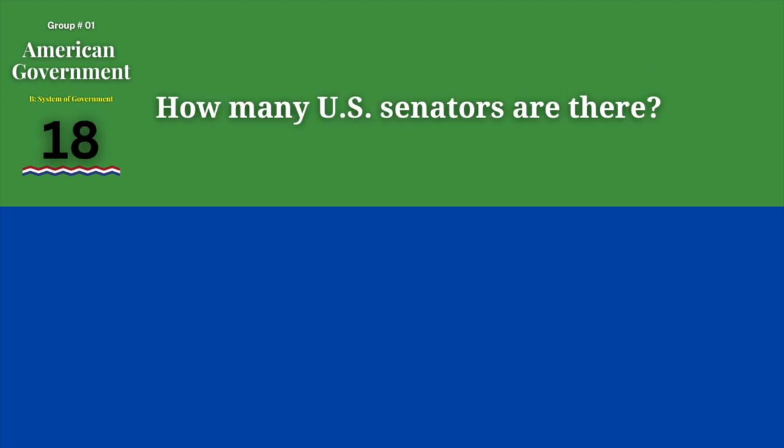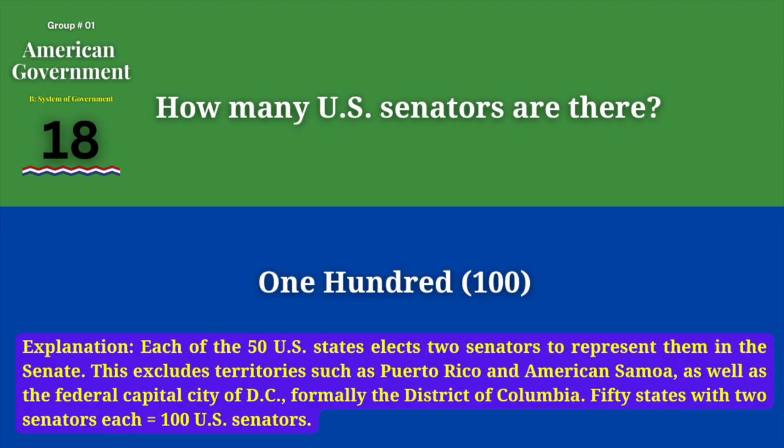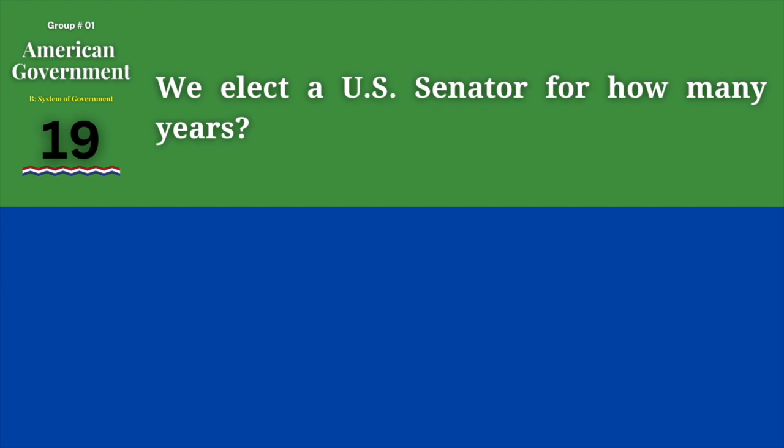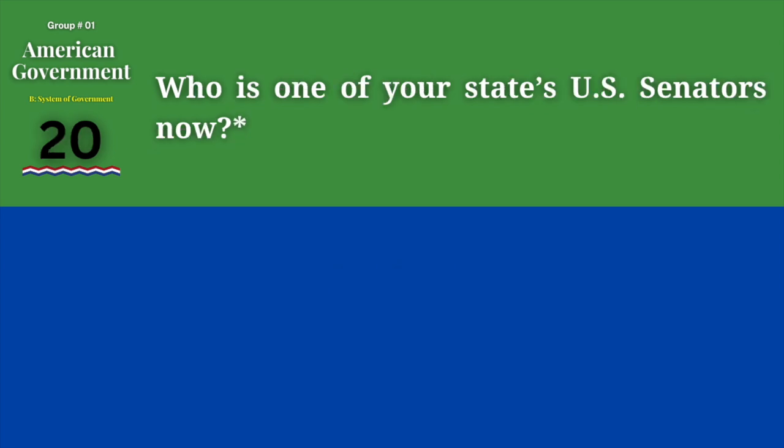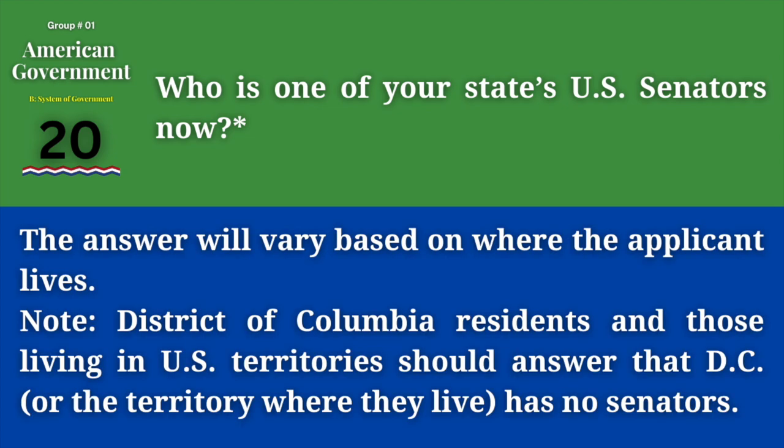How many U.S. senators are there? 100. We elect a U.S. senator for how many years? 6. Who is one of your state's U.S. senators now? The answer will vary based on where the applicant lives. Note, District of Columbia residents and those living in U.S. territories should answer that D.C., or the territory where they live, has no senators.